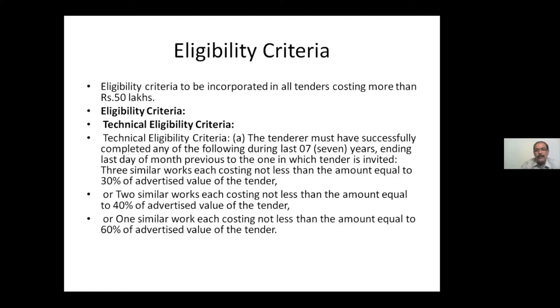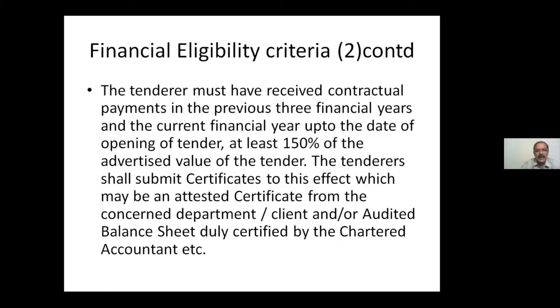Similarly, coming to financial eligibility, the same as in works tenders, it is 150%. The same in service contract tenders also, it is 150%. Here 3 years, there also it is 3 years. The only difference in the technical eligibility condition is with regard to the percentage. Otherwise, both are the same.